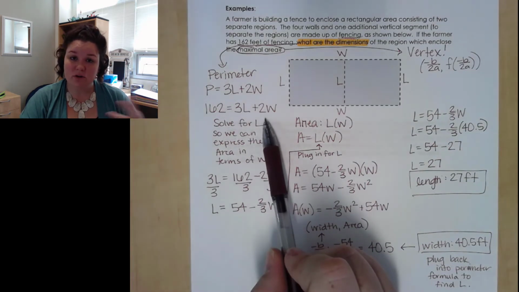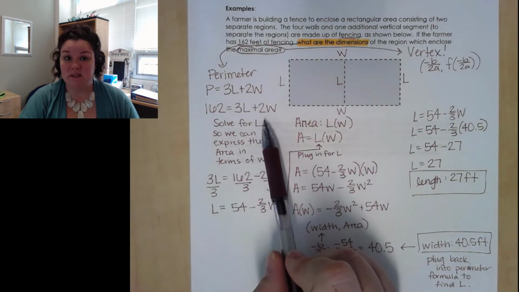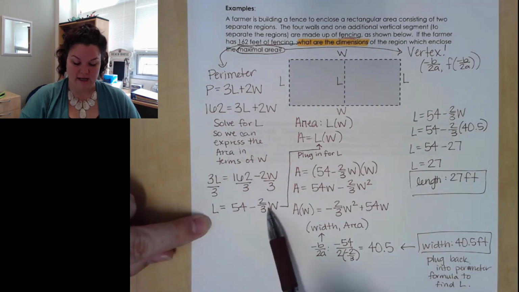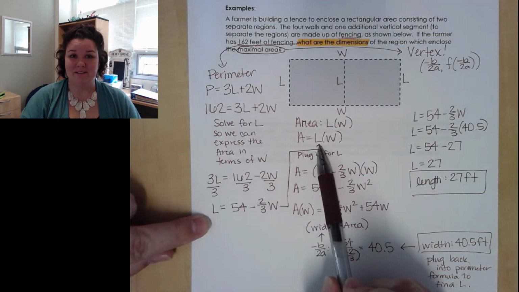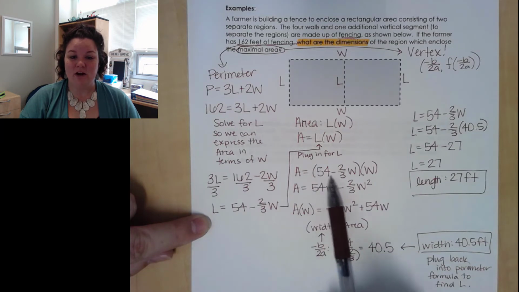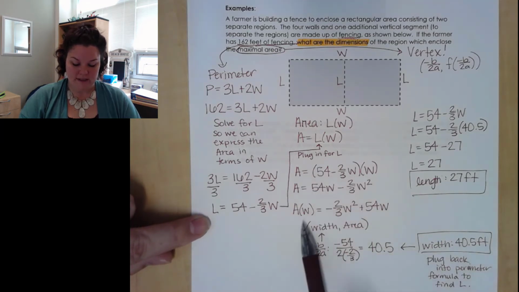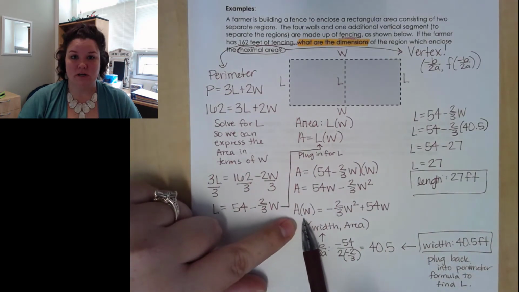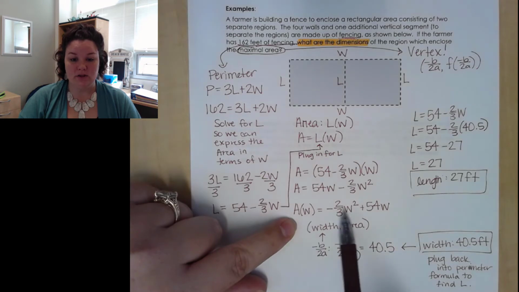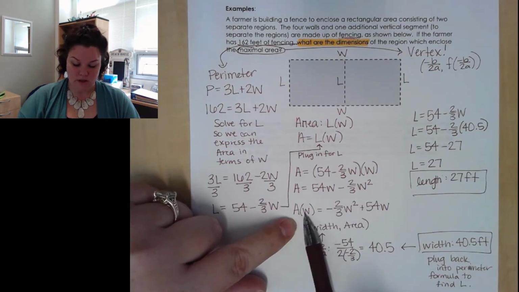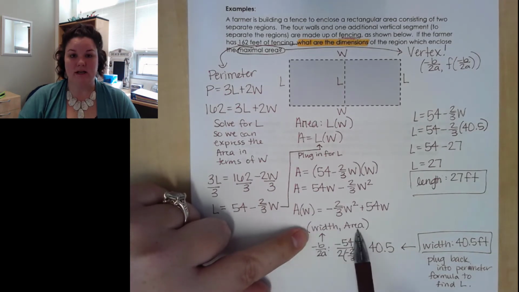We could have solved it for L or W. I just picked L. Once we have it solved for L, we just plug that into our area formula, and then we have an area formula with just W's. So we went ahead and multiplied it out. This gave us an area function, meaning given any width, we can plug it into this and figure out that maximum area. So width goes in, area comes out.